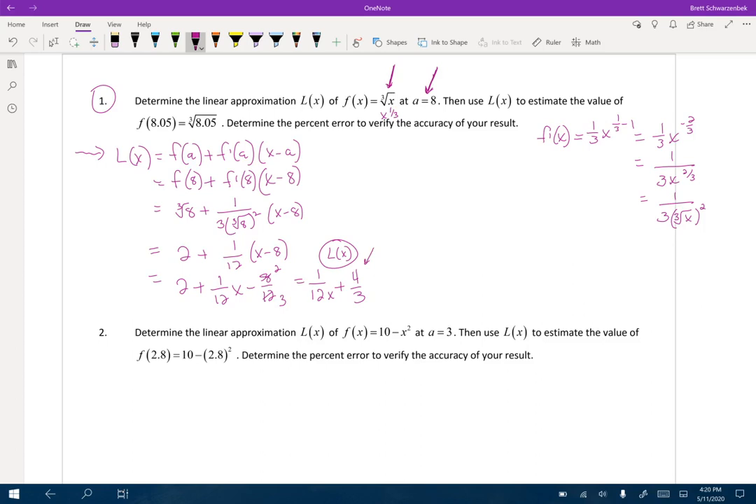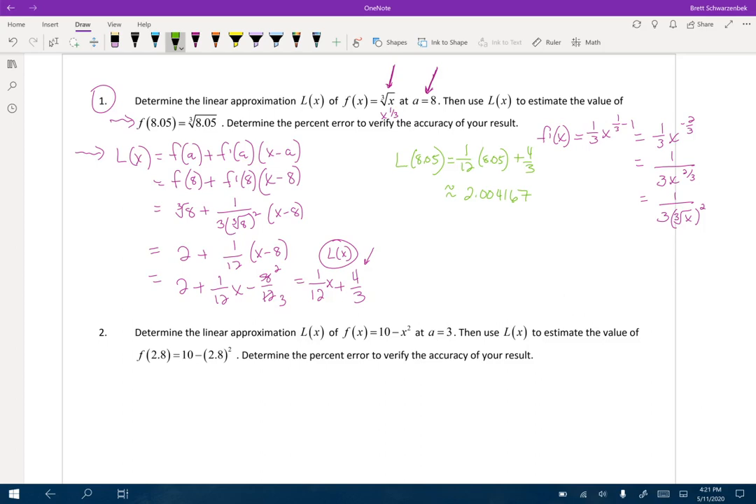Now, I need to use that line to make an approximation of f of 8.05. So what does that look like? That's going to be L of 8.05, which is going to be 1/12 times 8.05 plus 4/3. Now, just a note here, I don't want you to be confused: the 12 wasn't in the denominator of the 8.05, it's here. Okay? So this is just a decimal value that you're going to get, and a lot of them will be. So the approximate value I get is 2.004167.